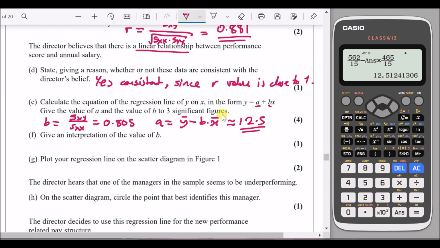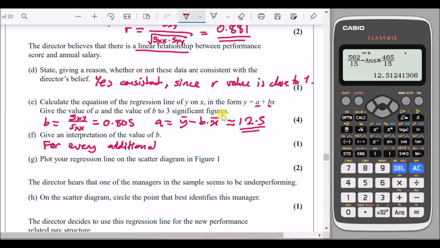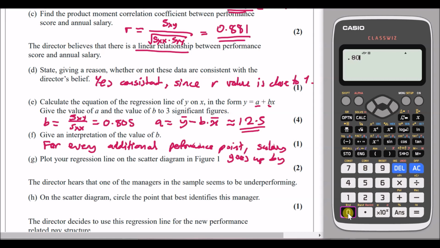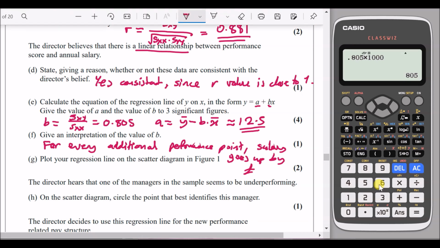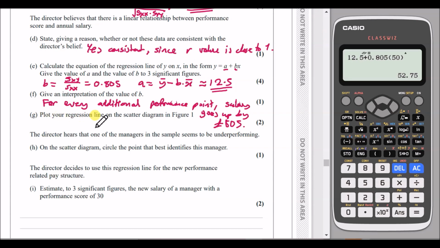So we can say for every additional performance point, salary goes up by £805. Let's just times that value by 1,000 just to be sure. 0.805 times 1,000. That's how much it increases by, £805. Now for the next part, we have to plot this regression line on the scatter diagram.